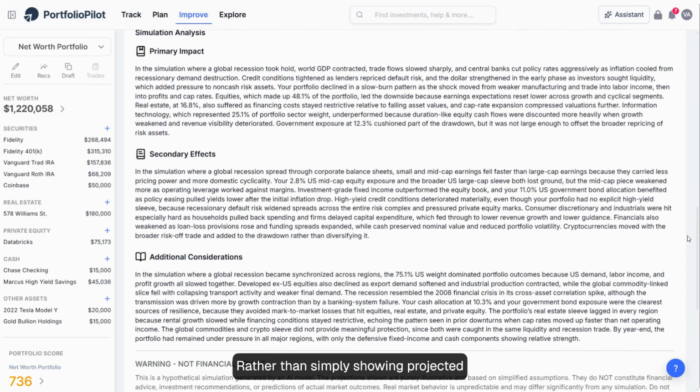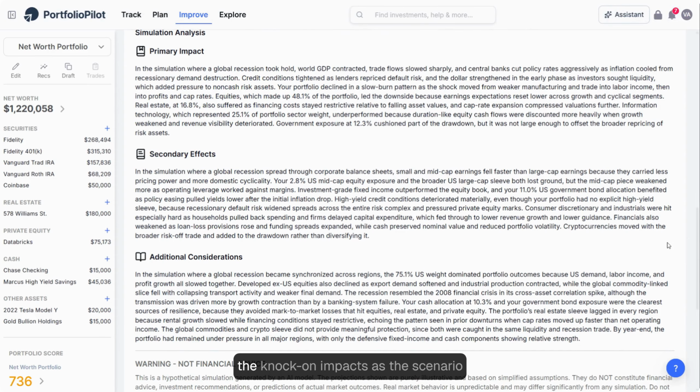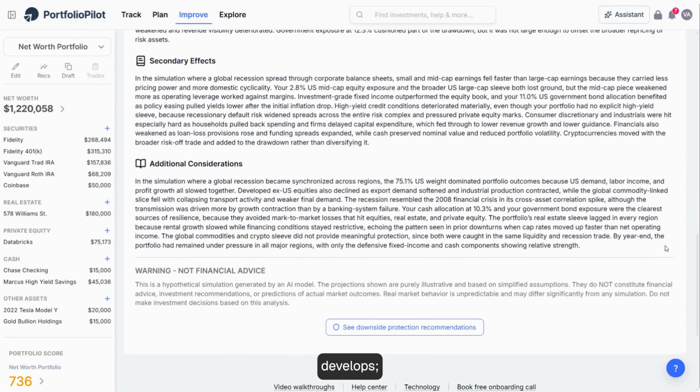Rather than simply showing projected returns, PortfolioPilot explains the scenario in plain language. Behind the scenes, each simulation combines macroeconomic exposures, portfolio management models, and modern AI to estimate how your portfolio could respond under the conditions you've described. The report is organized into 3 sections. 1. Primary impact, the immediate effect on your portfolio. 2. Secondary effects, the knock-on impacts as the scenario develops. 3. Additional considerations, other factors that could influence the outcome or change how the scenario plays out.